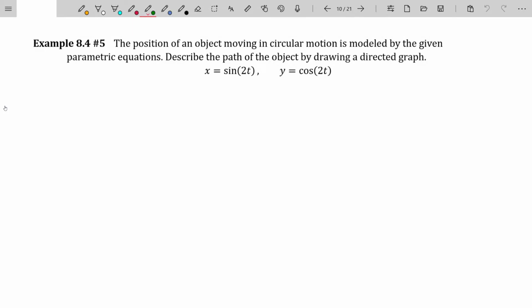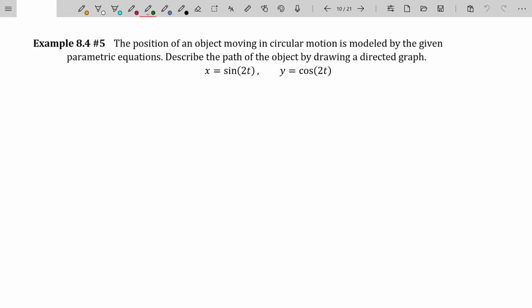The final example in this video is just more of a physics style example talking about particles in a plane, that type of thing. So the position of an object moving in circular motion is modeled by the given set of parametric equations. Describe the path of the object by drawing a directed graph.